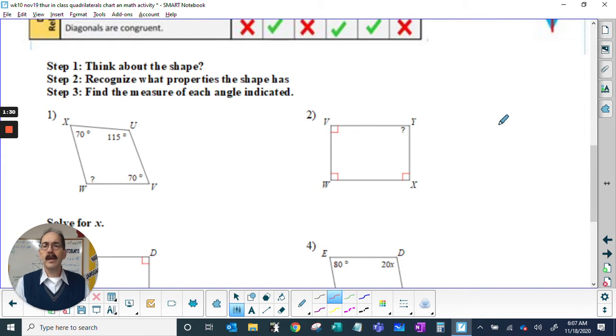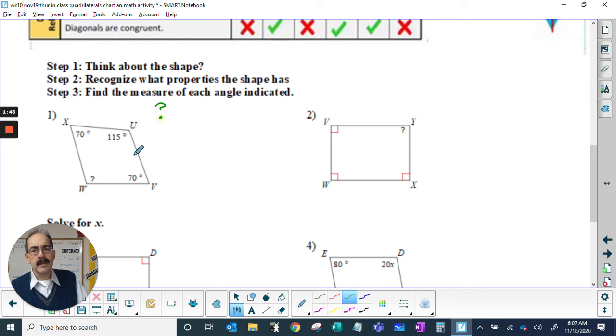Step one: think about the shape. Step two: recognize what properties the shape has, then find the measure. Okay, so let's look at problem one. First thing we've got to do is figure out what type of shape it is.